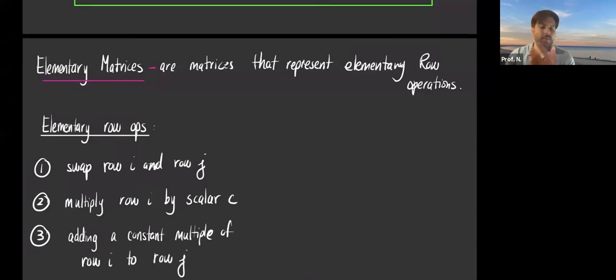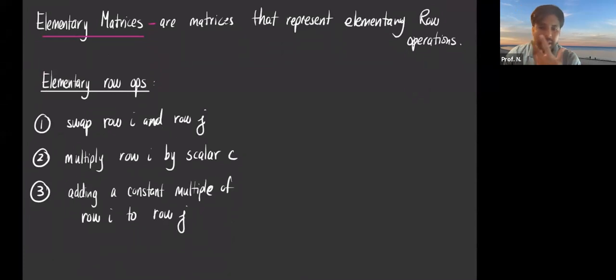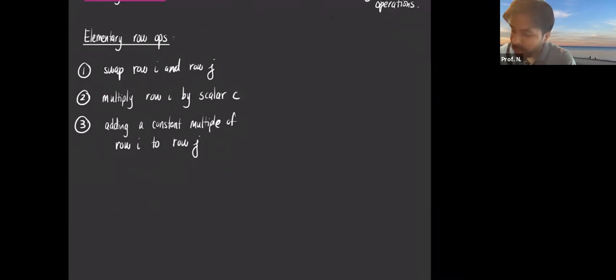Now I'm using I's and J's very commonly in my speech, because we usually denote different indices with I and J, sometimes K too, but normally it's I and J. Now for each of these row operations, there's a matrix associated with it. So I'm going to start by giving you an example.